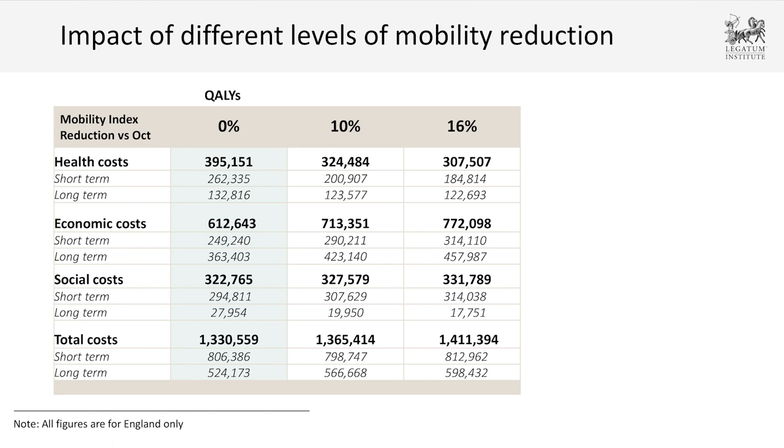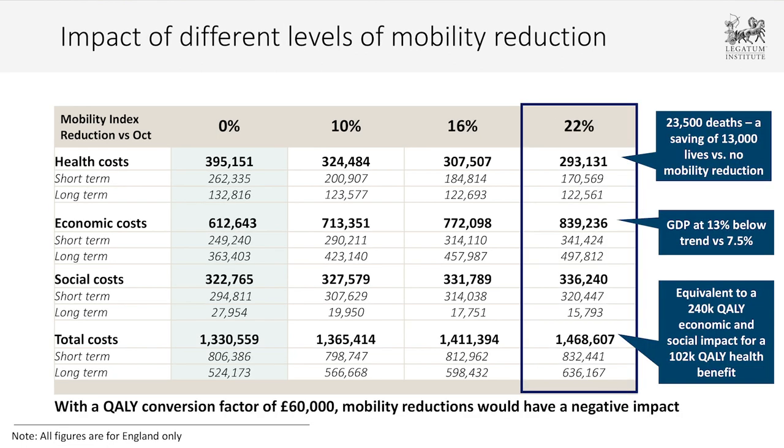And now let's go to where we have ended up. 22% reduction in mobility. We have saved 13,000 lives versus the SPI-M central projection. But we have also had quite an economic hit, and we have had a social cost. And the net effect is, as we decrease mobility, and further reduce mobility, what we see is that the net impact is getting worse and worse.